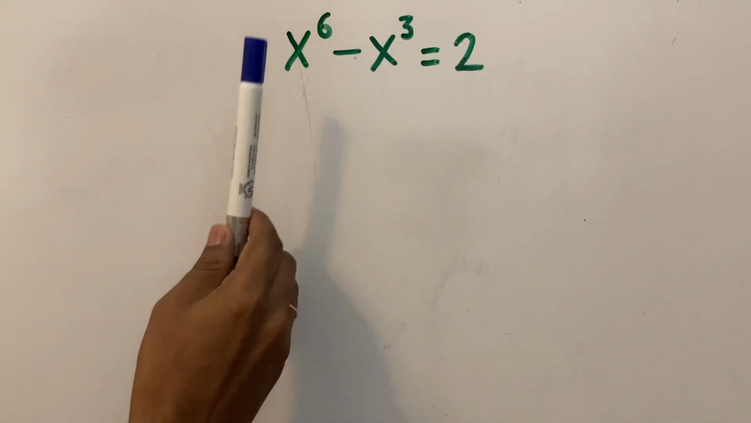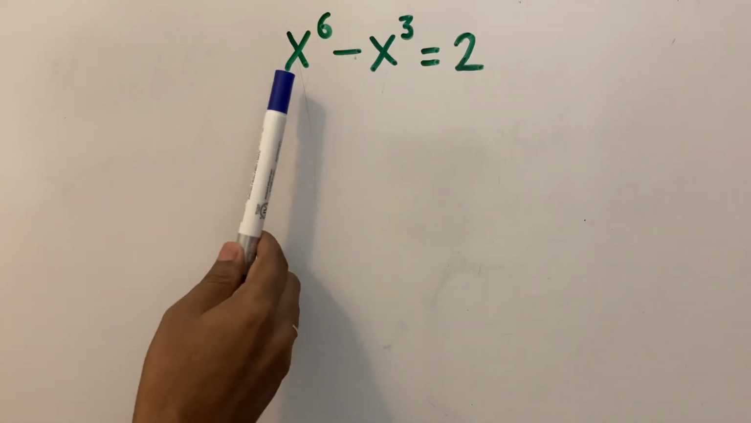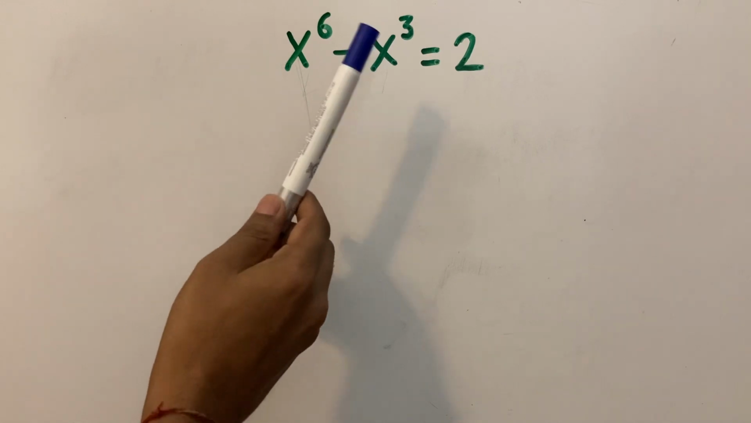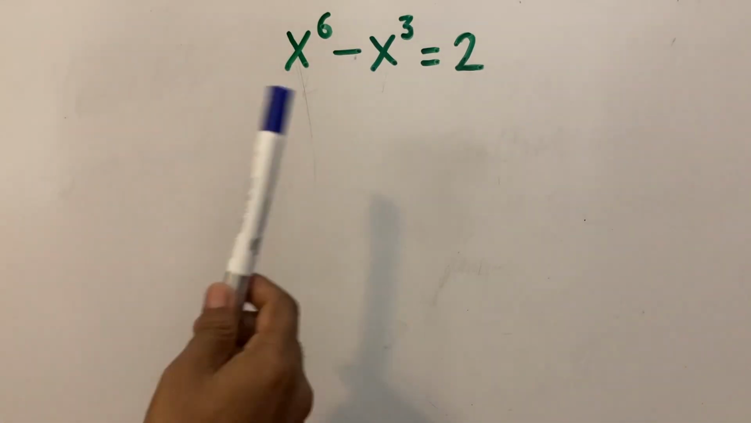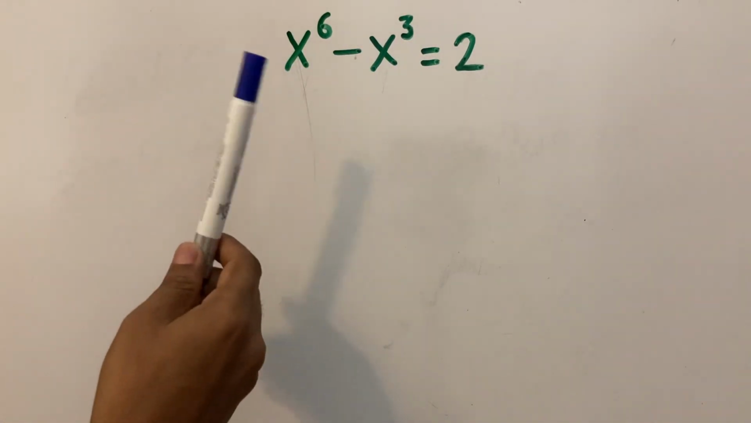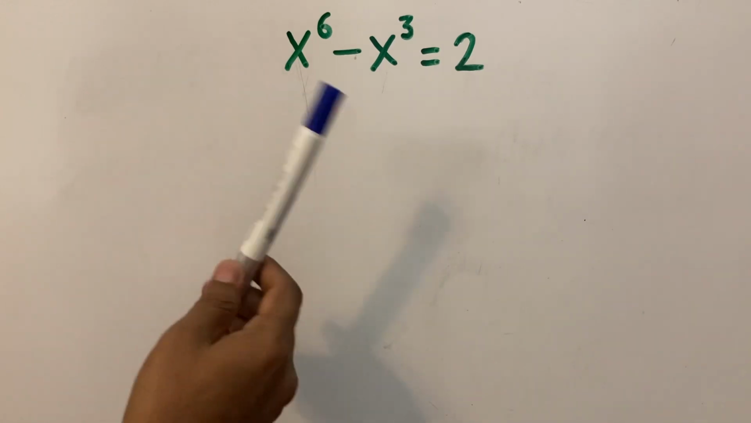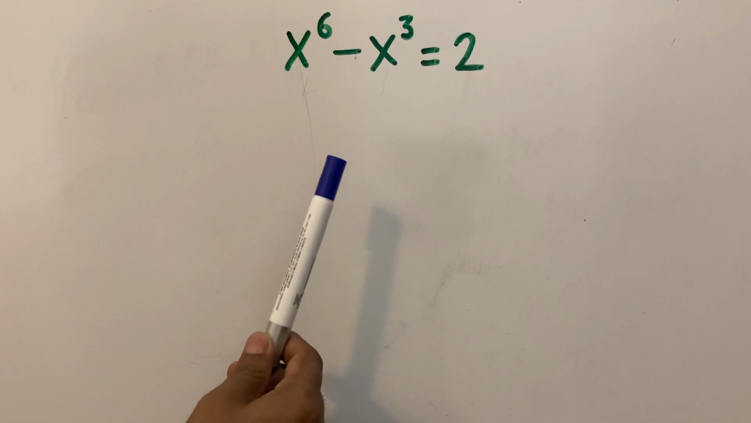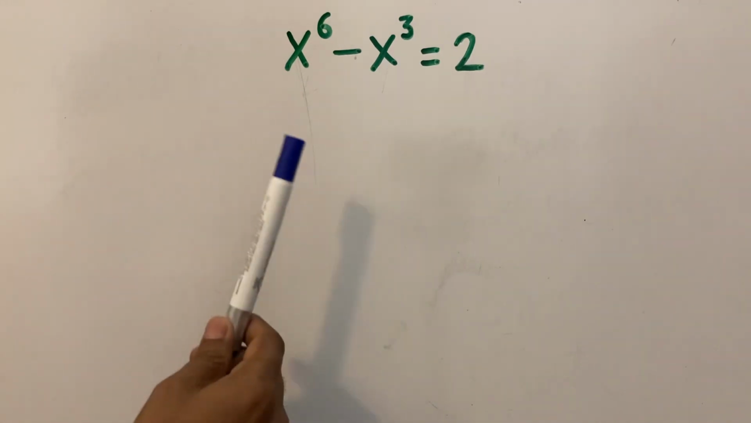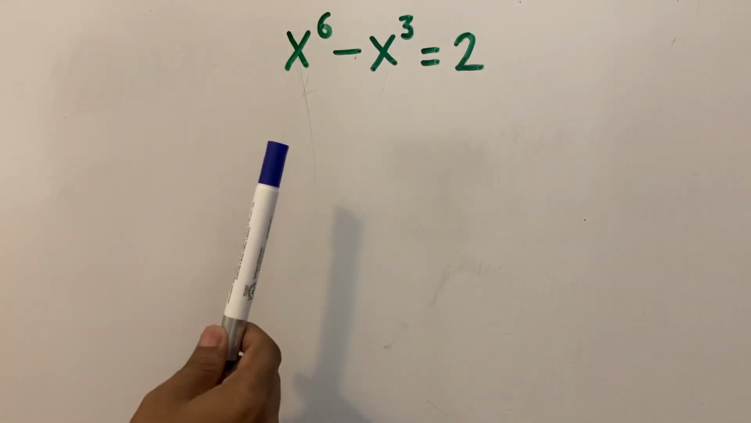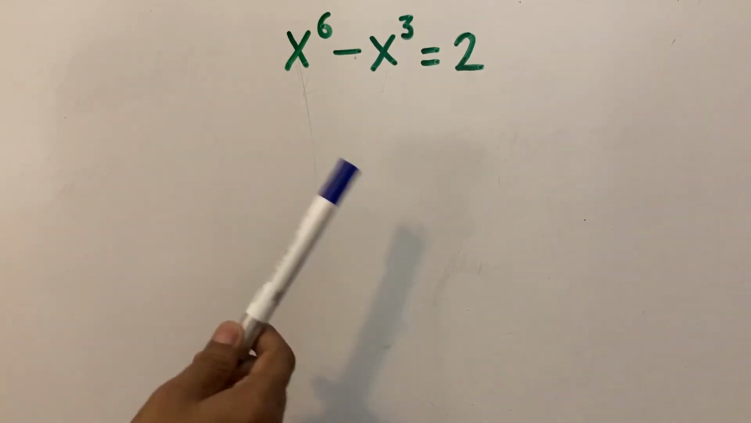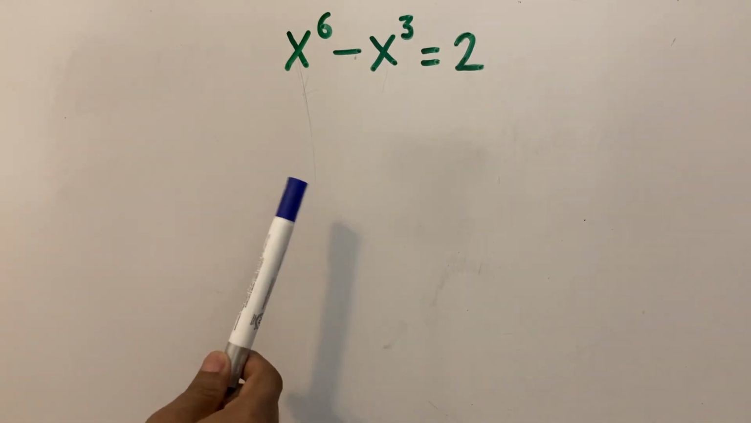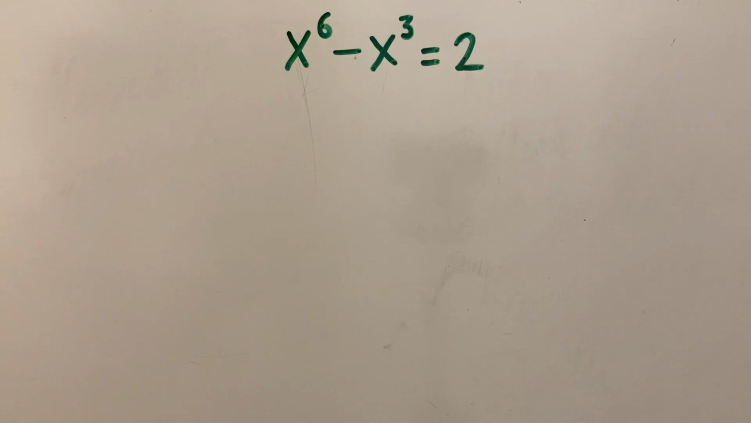This is a 6-degree algebraic equation: x to power 6 minus x to power 3 equals 2. After looking at it, it seems like a complex and difficult problem. However, it can be easily solved by using basic algebraic formulas. After simplifying it to a basic quadratic equation, let's see how to do it.